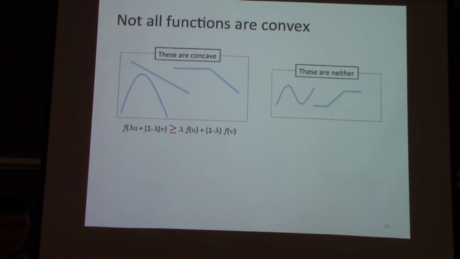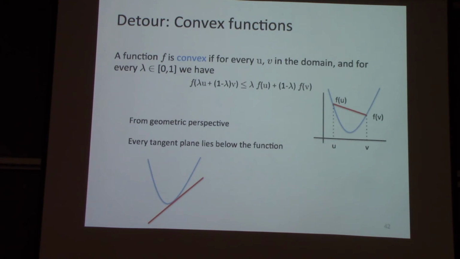Not all functions are convex. Okay, so let's actually go back to the mathematical definition, since we have already seen some examples. So the definition is an inequality. On the first side, we have a lambda parameter that's between 0 and 1. So let's look at the left side. If lambda is 0, lambda u plus 1 minus lambda v is just v. And if lambda is 1, that term is just u. So by changing lambda from 0 to 1, you are moving from u to v.